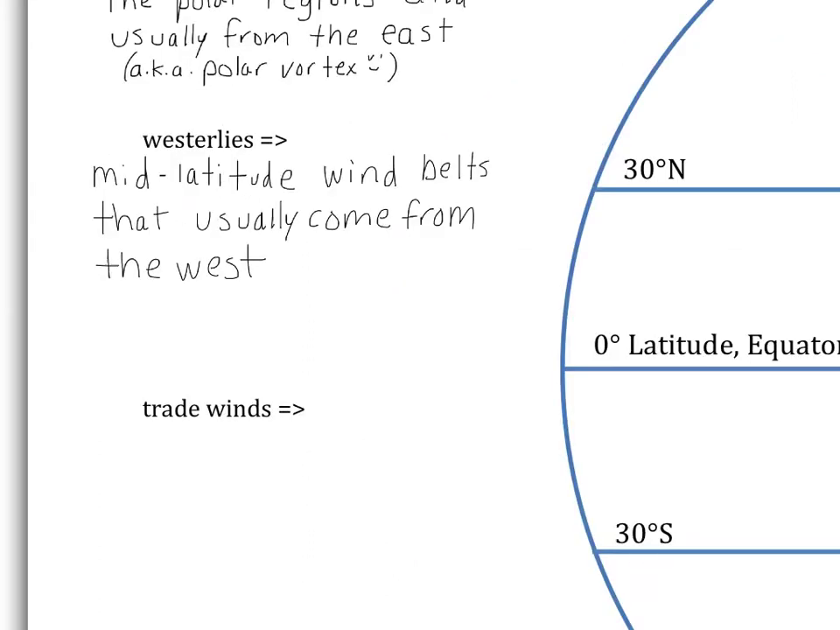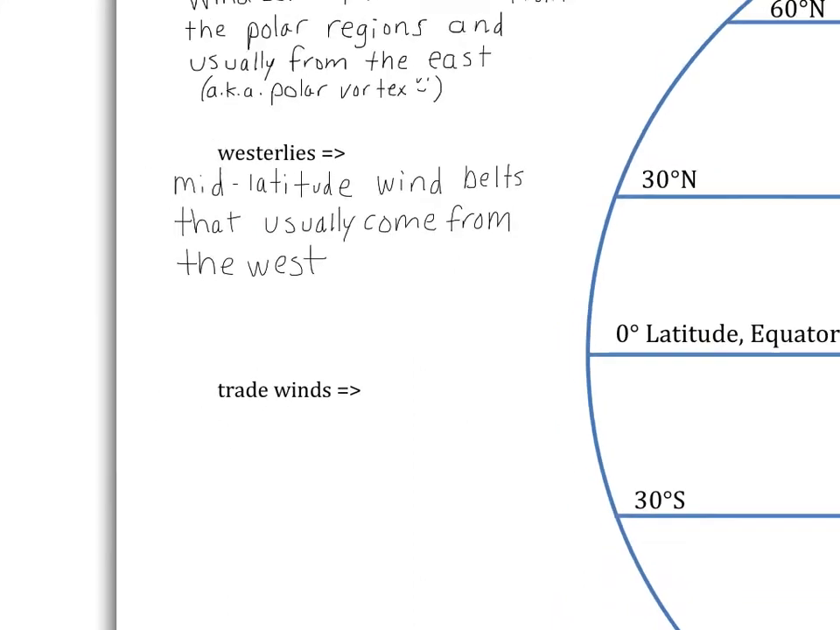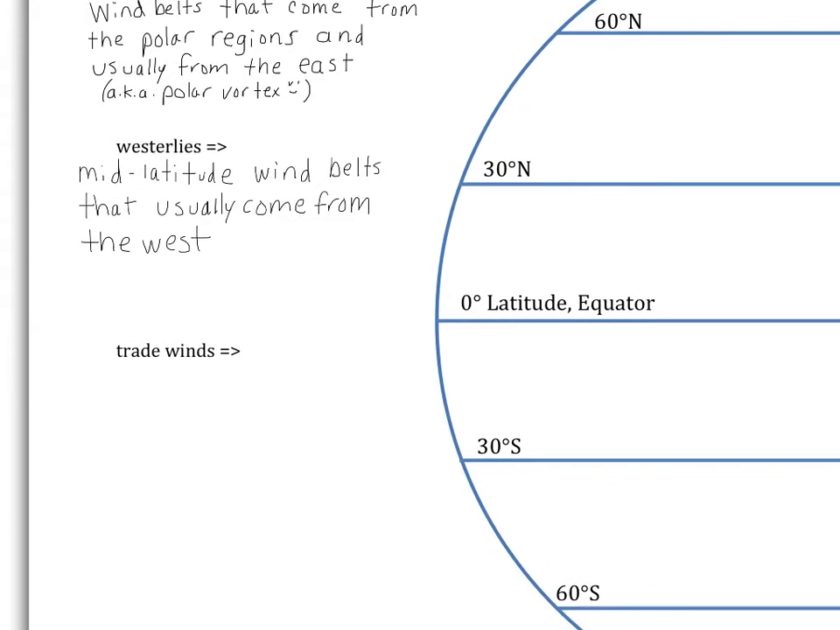Okay, then westerlies, as the name suggests, typically come from the west. These are mid-latitude wind belts, so that means it's our region. So here between 30 and 60 degrees north, but then also in the southern hemisphere between 30 and 60 degrees south.